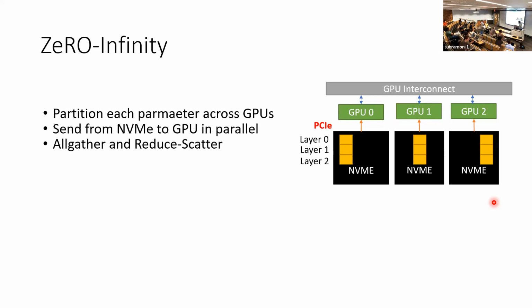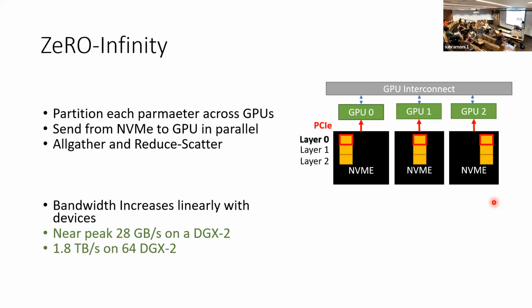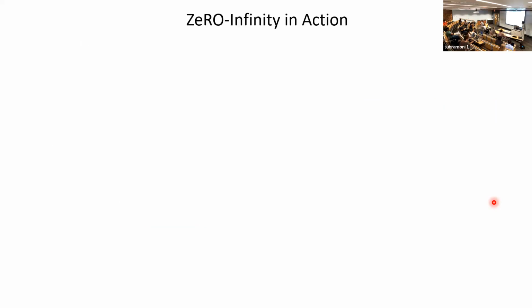And so what you do is you partition each of the parameters across GPUs, and then you send from NVMe to GPU in parallel. What it allows you is to now use the collective PCIe bandwidth across all the GPUs. And then you use all-gather and reduce-scatter to construct and deconstruct. So now bandwidth is going to increase linearly with your devices. Instead of 28 gigabytes per second, you can actually use 1.8 terabytes per second, which is more than enough for any kind of model movement. So that's why we're able to do that.